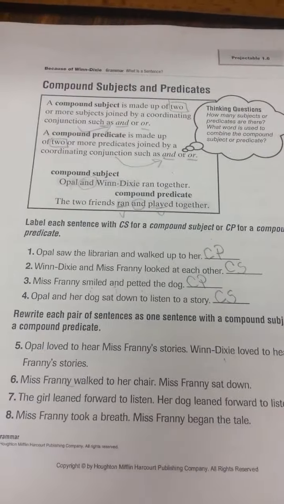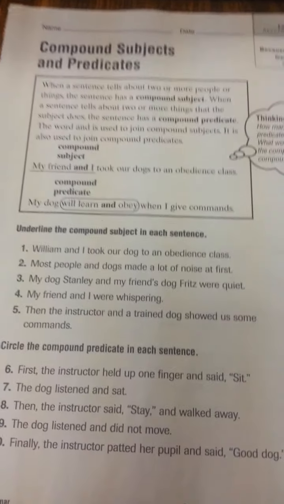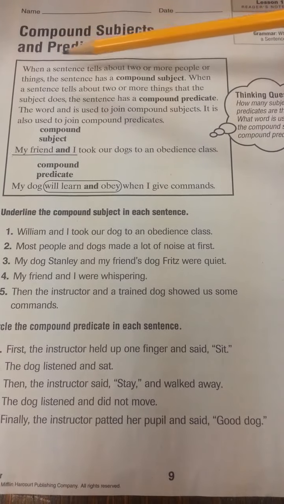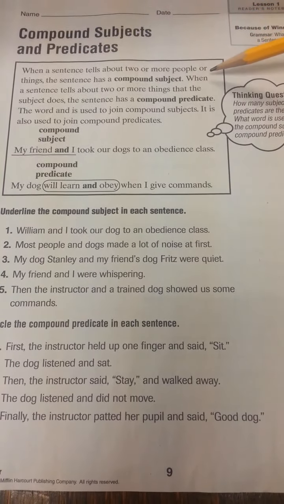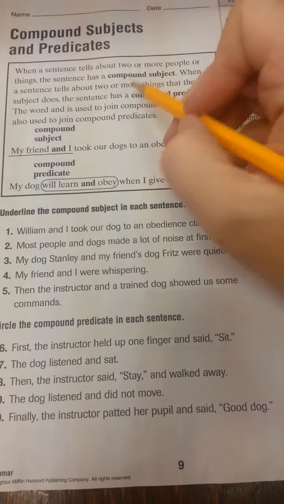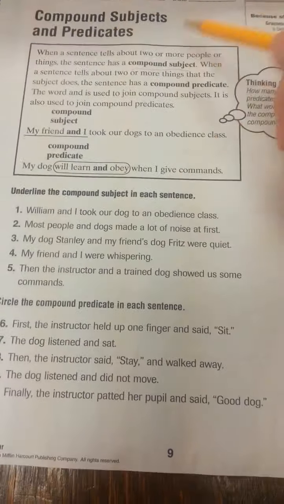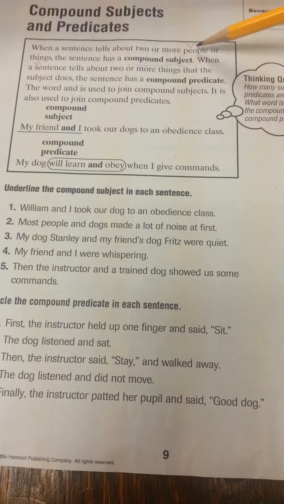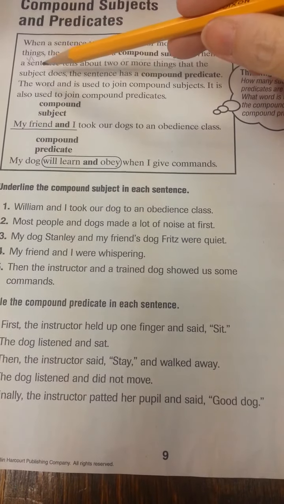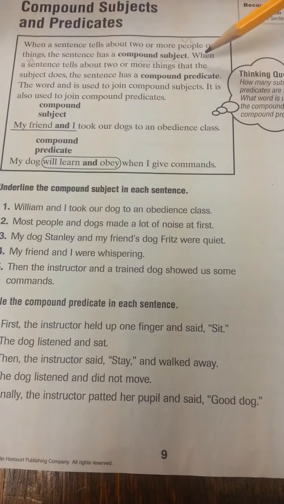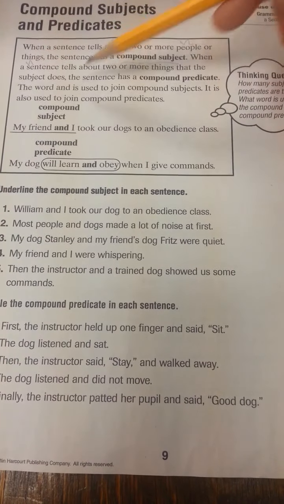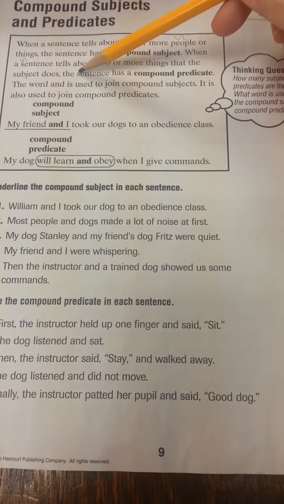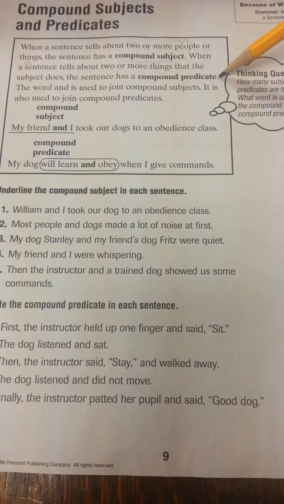All right. So when you go to work on page 9, keep those in mind. We can reread this. When a sentence tells about two or more people or things, the sentence has a compound subject. Remember, when it says people, noun, things, noun. If there's two of them, that's a compound subject. When a subject, sorry, I skipped a whole line. When a sentence tells about two or more things that a subject does, the sentence has a compound predicate.